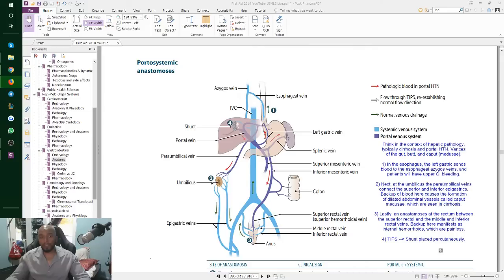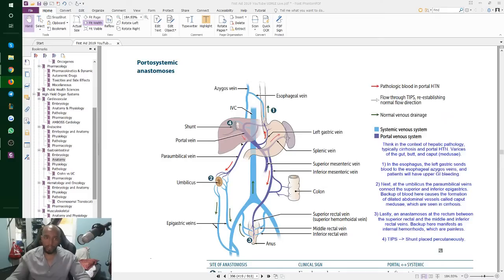Number two is your umbilicus, which normally drains into the epigastric veins over here, going into the inferior vena cava eventually. And then number three is the anus, which drains into your various middle and inferior rectal veins. Okay, so those are all your normal guys. Now, what is the point of this anastomosis?